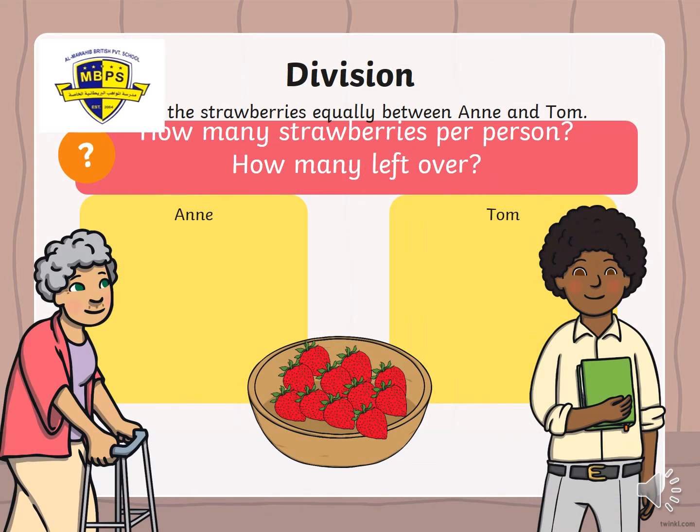Do you remember Annie and Tom? In the last video, we shared 10 strawberries equally between Annie and Tom. And today I have 11 strawberries. I want to share the strawberries equally between Annie and Tom, but at this time I will find how many will be left over. Let's start sharing, giving one by one.